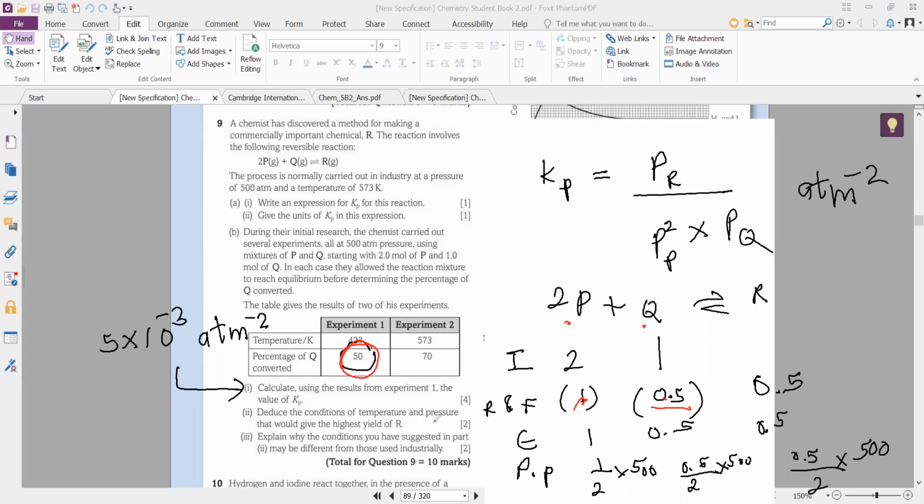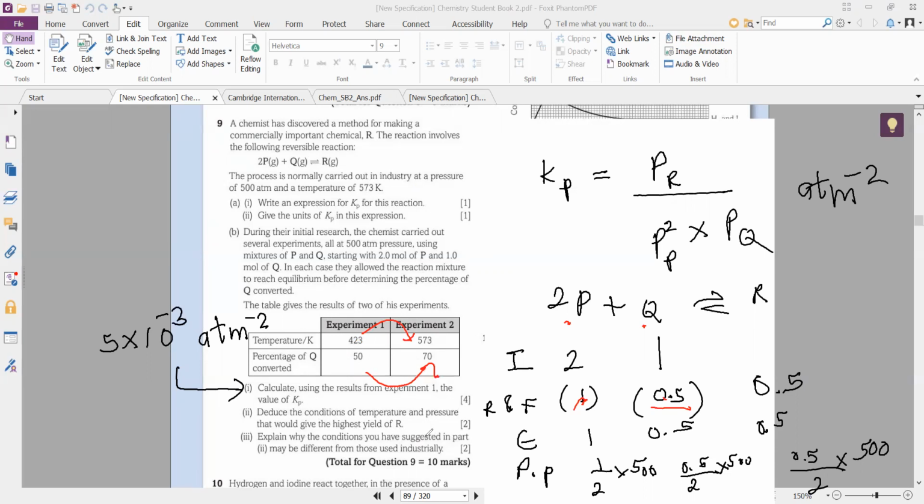Deduce the conditions of temperature and pressure that would give the highest yield of R. When you increase the temperature, percentage conversion increases. Did you see that? When you increase the temperature, percentage conversion also increases. That means forward reaction is endothermic. So high temperature will give the highest yield of R, and left hand side 3 gas molecules, right hand side 1 gas molecule. So high pressure also gives the highest yield.